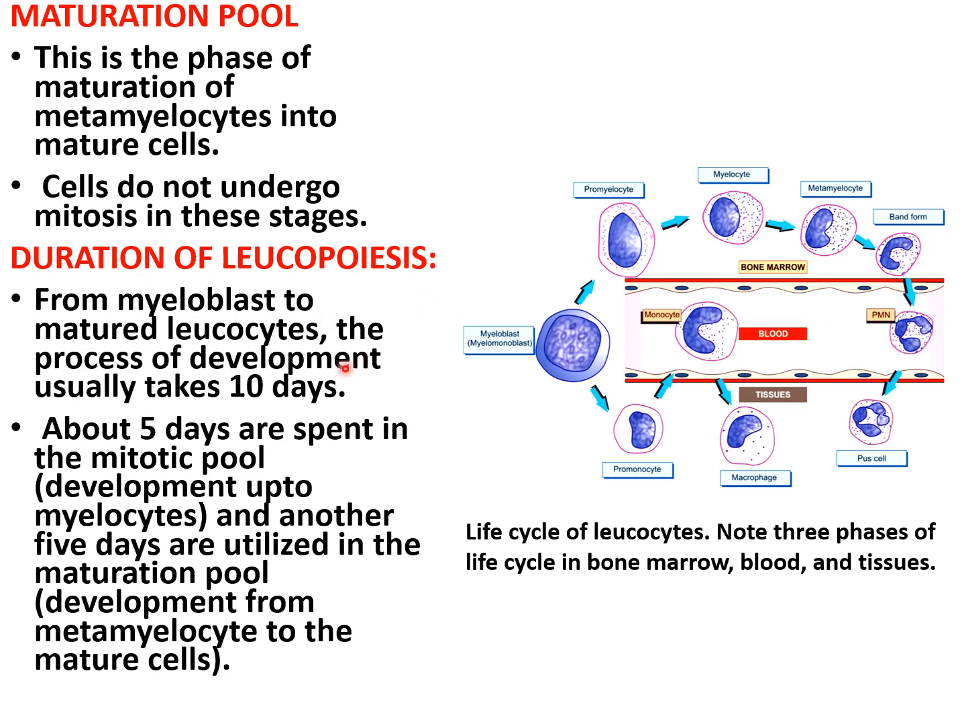Duration of the leukopoiesis. From the myeloblast to mature leukocytes, the process of development usually takes about 10 days. About 5 days are spent in the mitotic pool, development up to myelocyte. Then another 5 days are utilized in the maturation pool, meaning development from the metamyelocyte to mature cells.